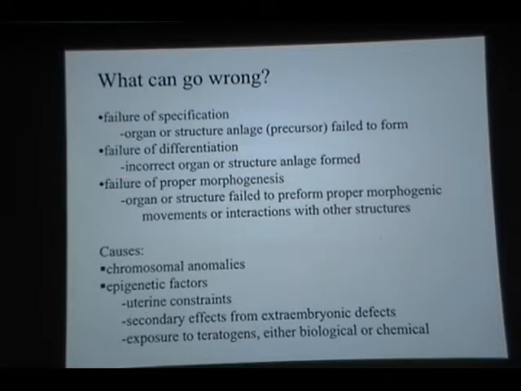Or a failure of proper morphogenesis, it forms everything properly, but it doesn't form the right shape. That can affect things around it as well. So causes of this failure of specification or differentiation or morphogenesis can be chromosomal abnormalities. In a large part, chromosomal abnormalities, loss or duplication of the chromosome, or deletions or additions, all sorts of things in these abnormalities can cause profound effects during development of the embryo.